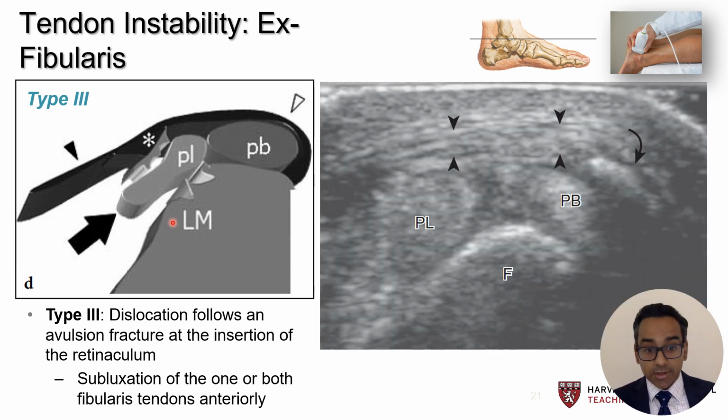So here's that same kind of picture. You see the peroneus brevis, the peroneus longus, you see the superficial peroneal retinaculum. The only big difference here is, notice a hyperechoic structure here with shadowing deep to it, suggestive of an avulsion fracture.